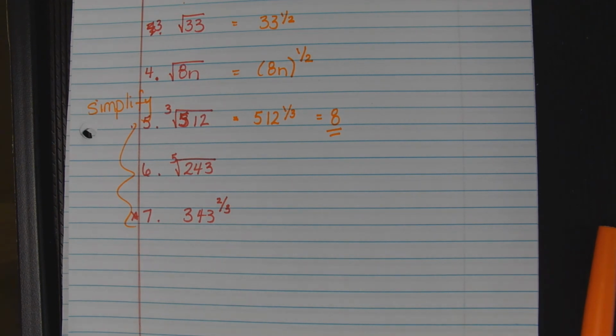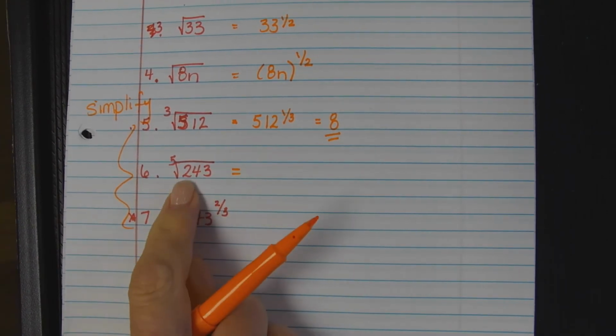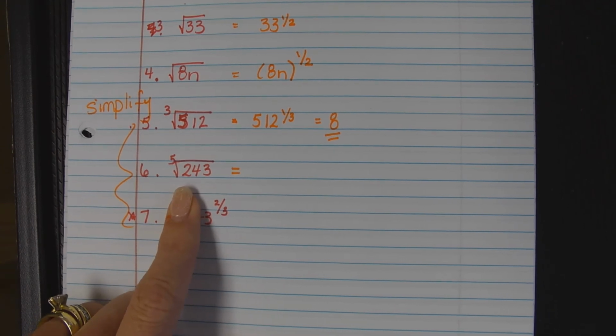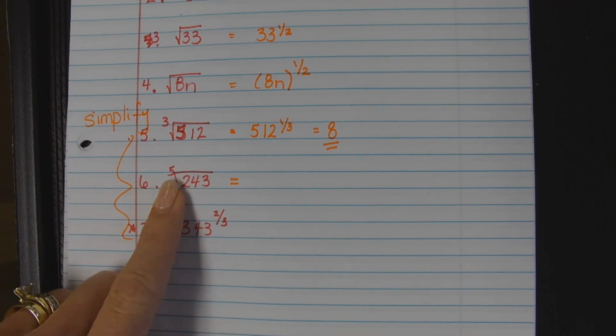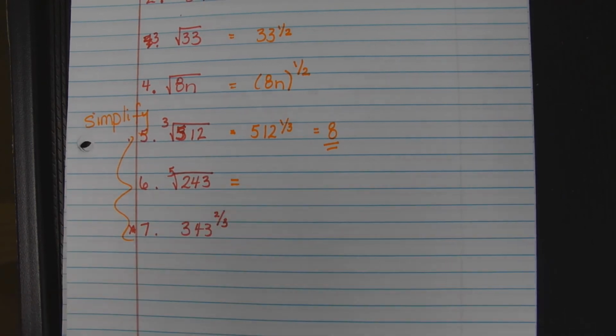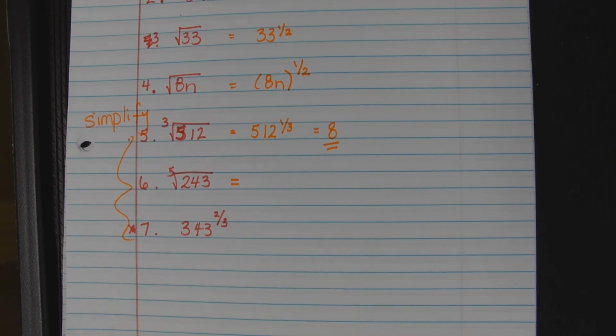All right, so let's look at number 6. What does this say? Somebody read this out loud. The fifth root of 243. Wow, that's a mouthful. What does that mean? A number times itself 5 times gives you 243.